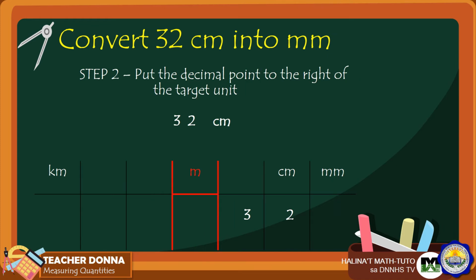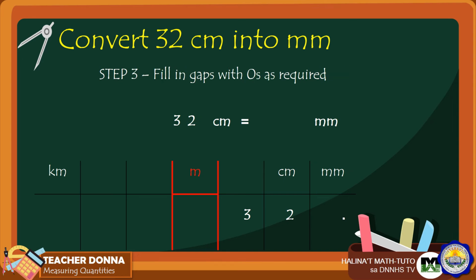Next, step 2. Put the decimal point to the right of the target unit. Since we are going to convert cm to millimeter, the decimal point will be under millimeter. Next, step 3, fill in gaps with zeros as required. So if the column has no value, we are going to put 0. So meaning 32 centimeters is equal to 320 millimeters.